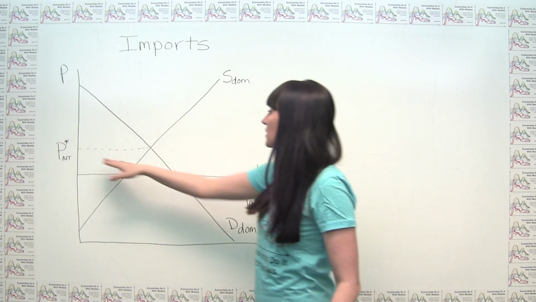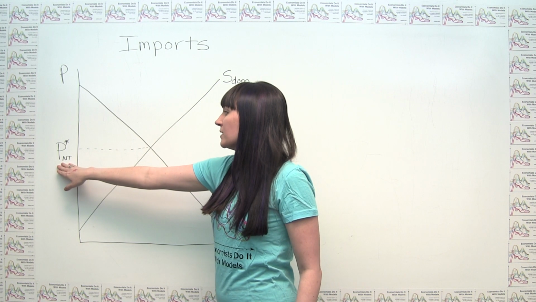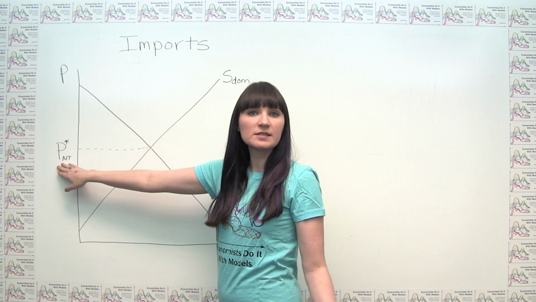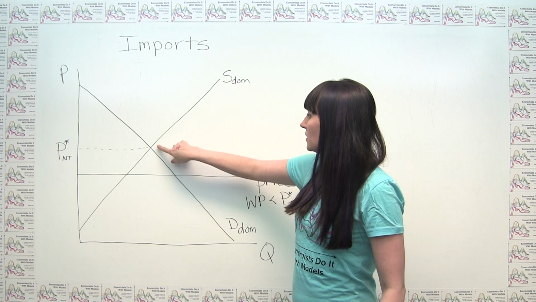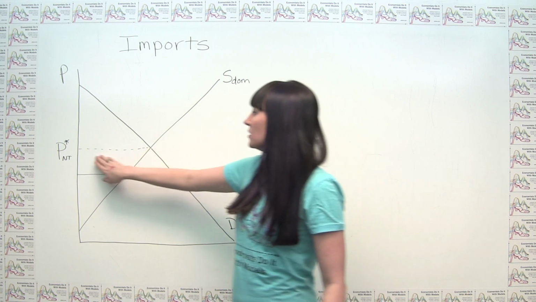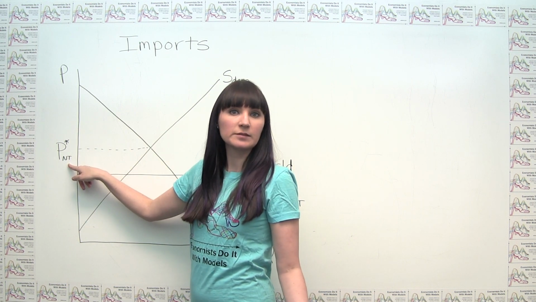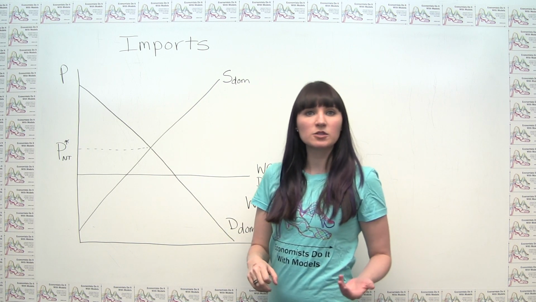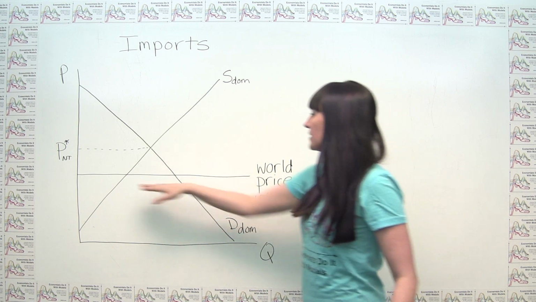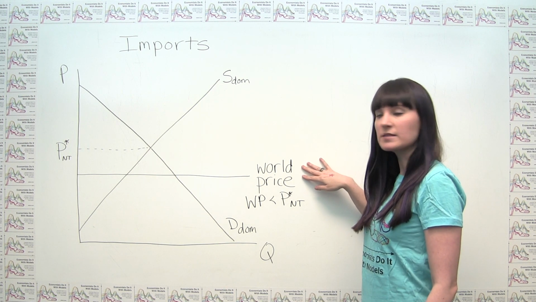And then we can see, just as we had before, the equilibrium price that would prevail in the absence of trade, if we only had domestic supply and demand, is just going to be at the intersection here, and I've labeled that P star sub NT for no trade. The addition that we put in when we start talking about international trade is this line here, which we're referring to as the world price.